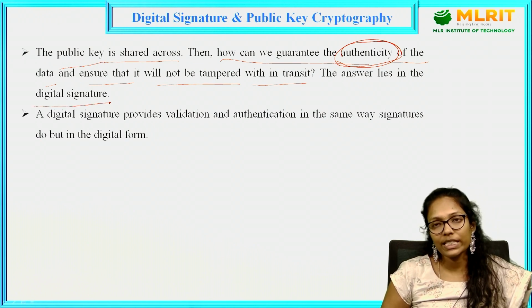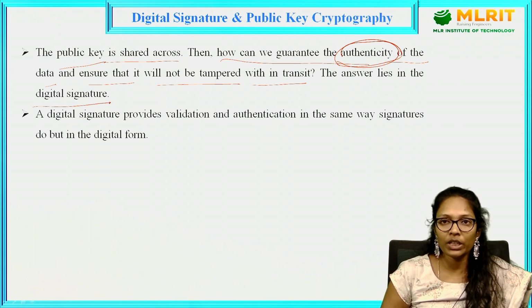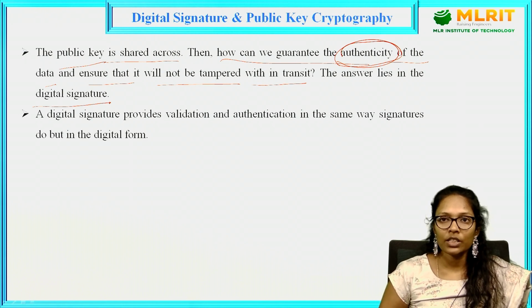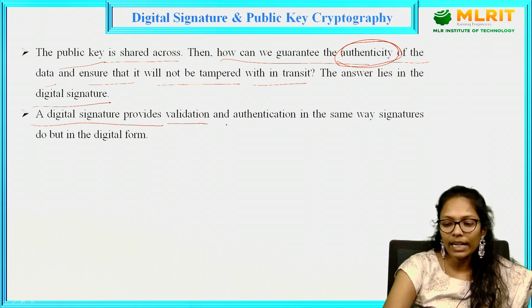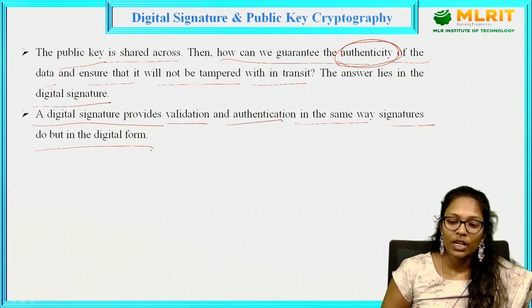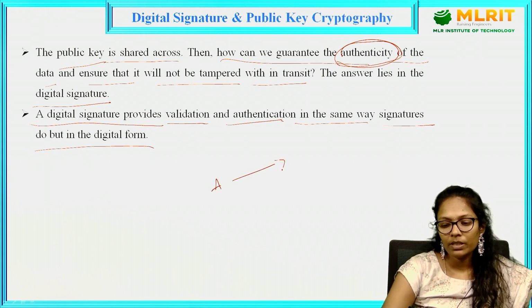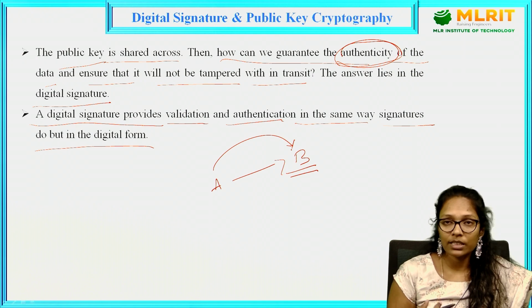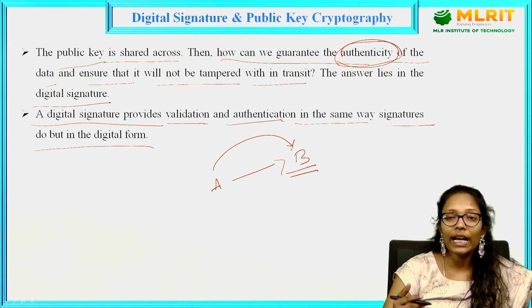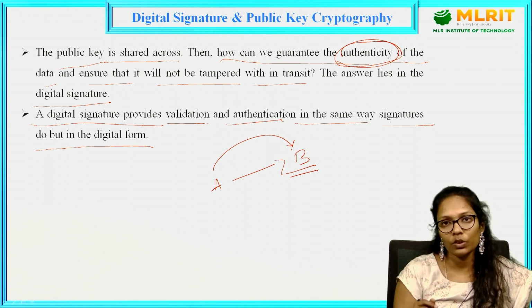Using this digital signature, you can provide more security here. Even though you are revealing the public key to everyone, if you are using a digital signature, you can secure your documents. A digital signature provides validation and authentication in the same way signatures do, but in digital form. As we discussed earlier, if A is sending some document to B, then B will expect A's signature. For example, if I am getting a circular from the management or the principal, I'll expect the principal's signature on the document. If the principal's signature is not there, I cannot trust that.